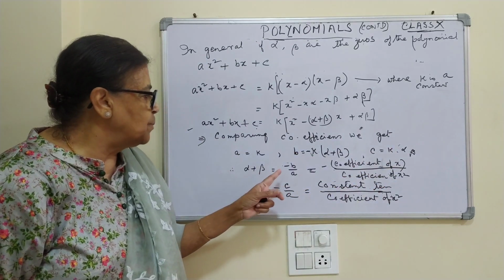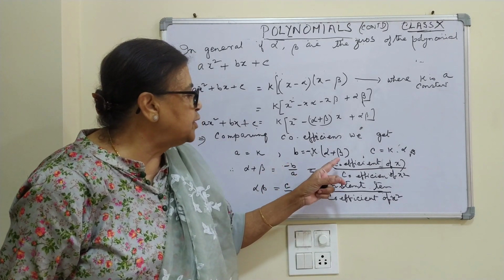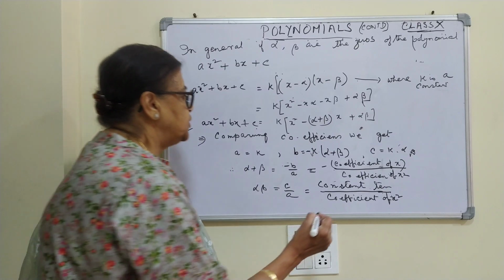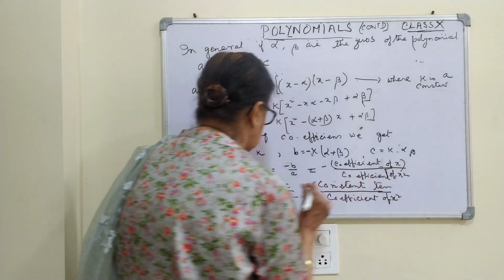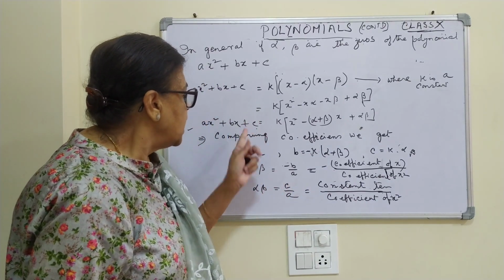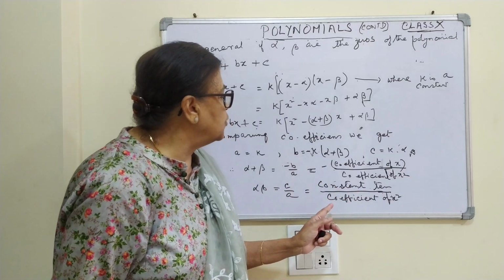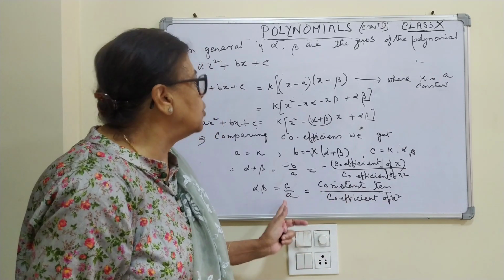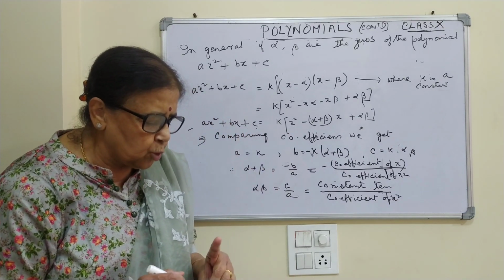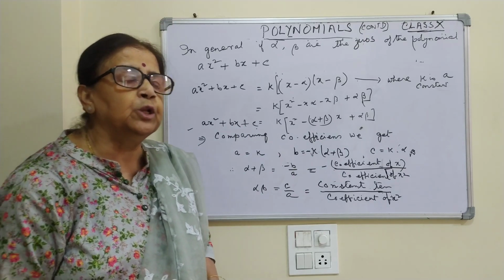So alpha plus beta is minus b by a, that is minus the coefficient of x divided by the coefficient of x square. Then alpha beta is c by a, where c is the constant term and a is the coefficient of x square. So I have taught you how to find a quadratic. If two roots are given, you can find a quadratic polynomial, not exactly an equation.